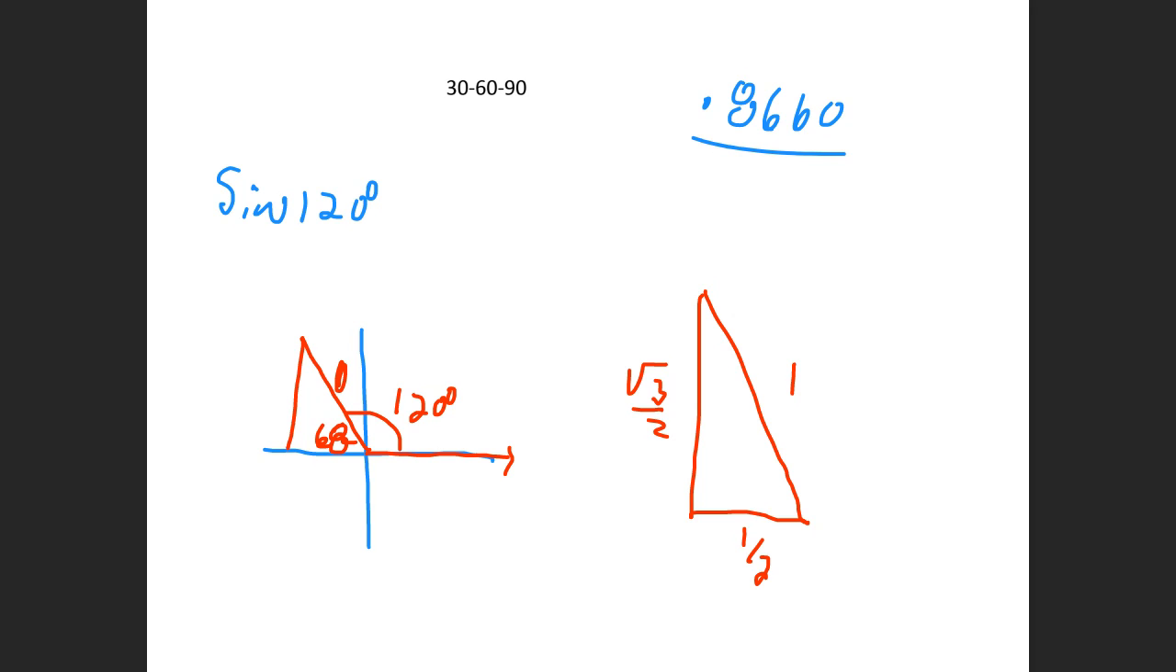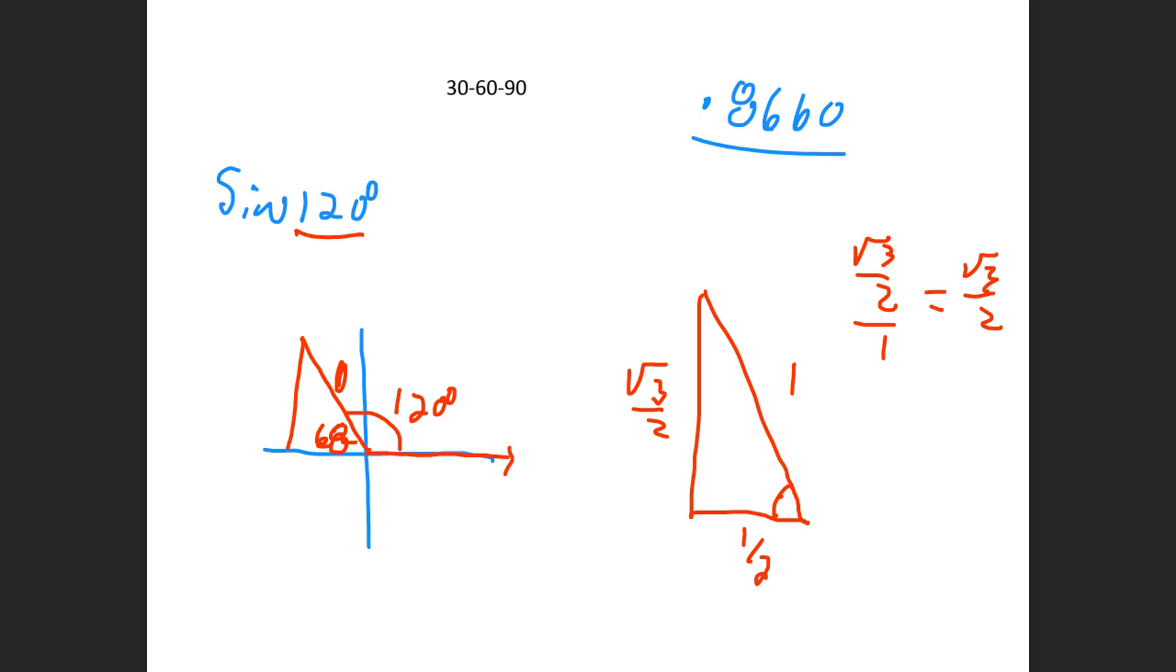Well, guess what? This is my reference angle. It is the exact same thing as 120. So the sine of 60 is the exact same thing as 120. Okay. So now, what is sine of this angle? It's opposite over hypotenuse. So the square root of 3 over 2 over 1, which is a complex fraction, so it's just square root of 3 over 2. So my answer is the square root of 3 over 2.